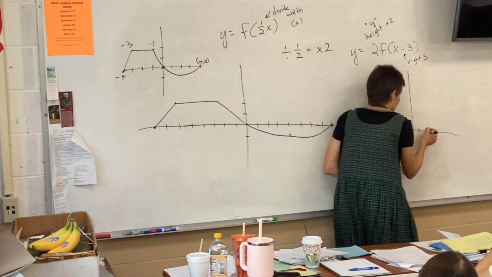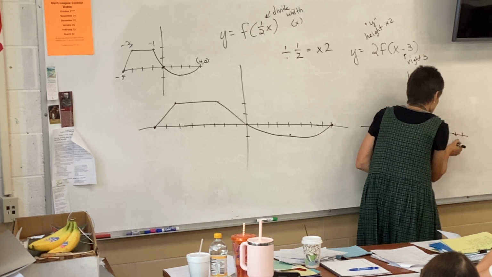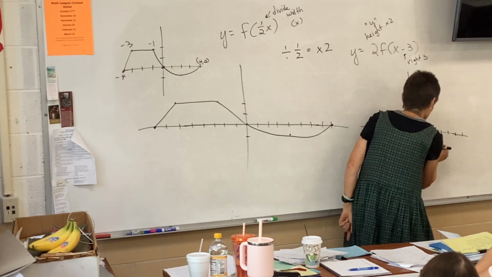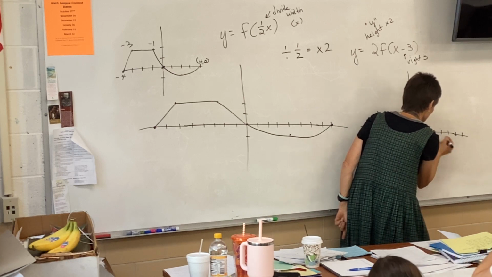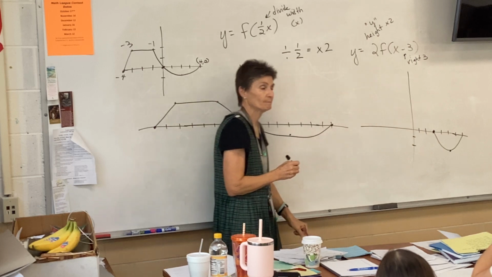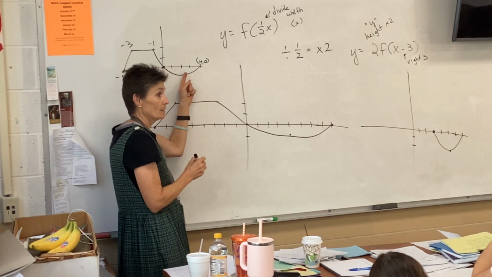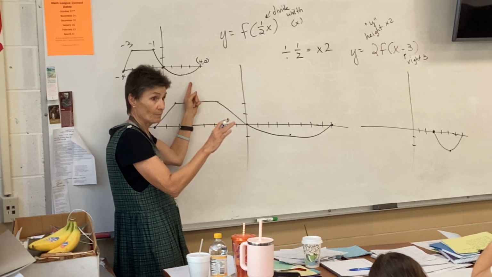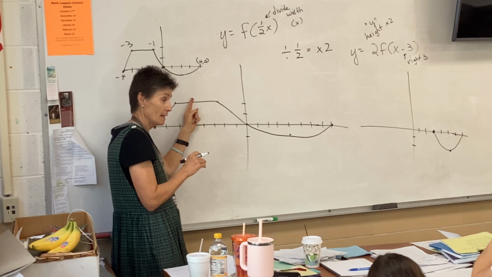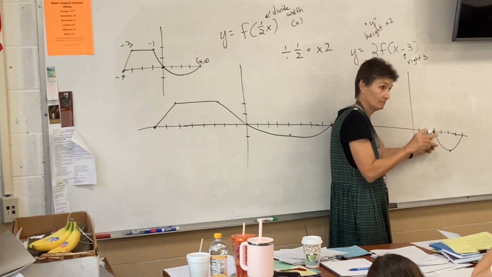So, is it the same size? Yes, except it goes down twice as far as it did before. How does that look? Is that too much for you to do all at once? The semicircle, it was down 1, so now it's gonna be down 2. And it started over here at 3.